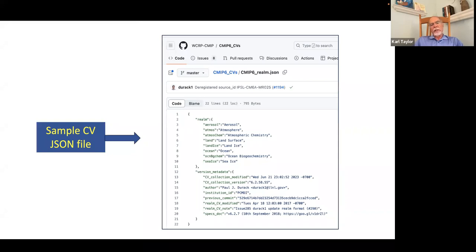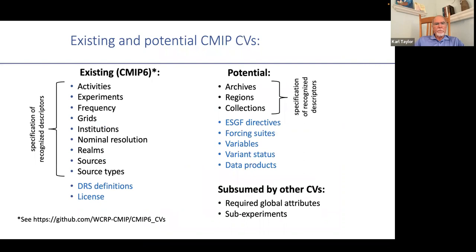Some of the other files are much more complex, and I'll give a couple of examples of that in a minute. To give you an overview of what we have in the way of existing CMIP CVs, I've divided on the left the existing ones, and on the right some others that we might define in the future.